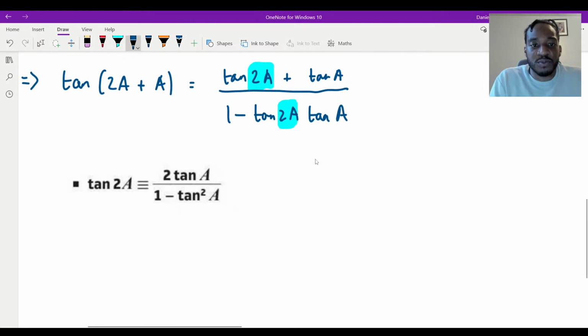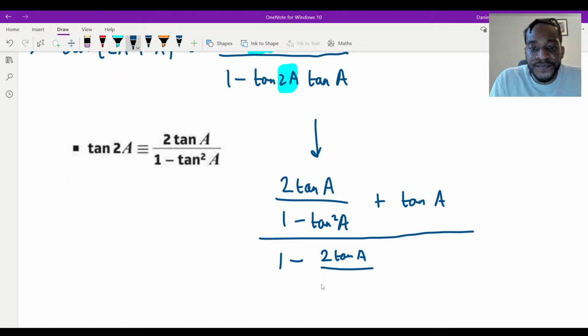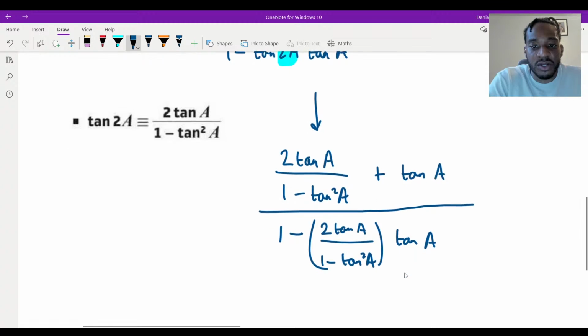So this just becomes tan 2A, which is 2 tan A over 1 minus tan squared A, like that. And then plus tan A, over 1 minus, and then the same thing, 2 tan A over 1 minus tan squared A, like that. And then I'm going to put in a bracket so it's clear, and multiply by tan A, like that. Let me just double check, that's fine, that looks good to me.